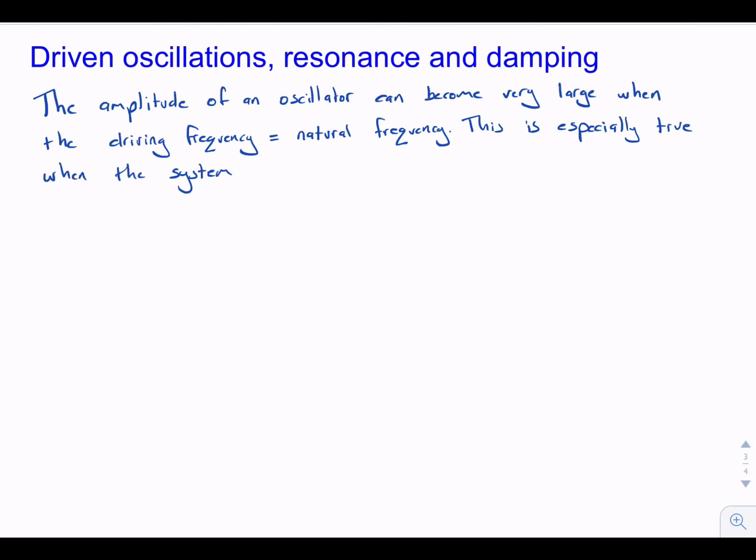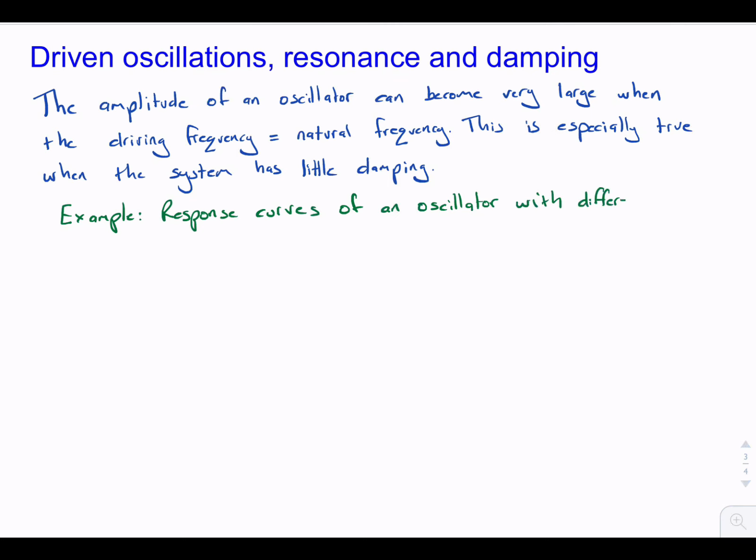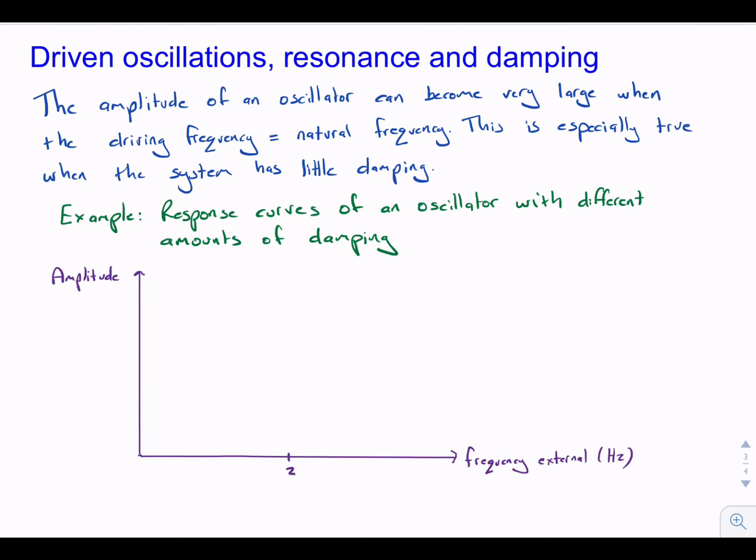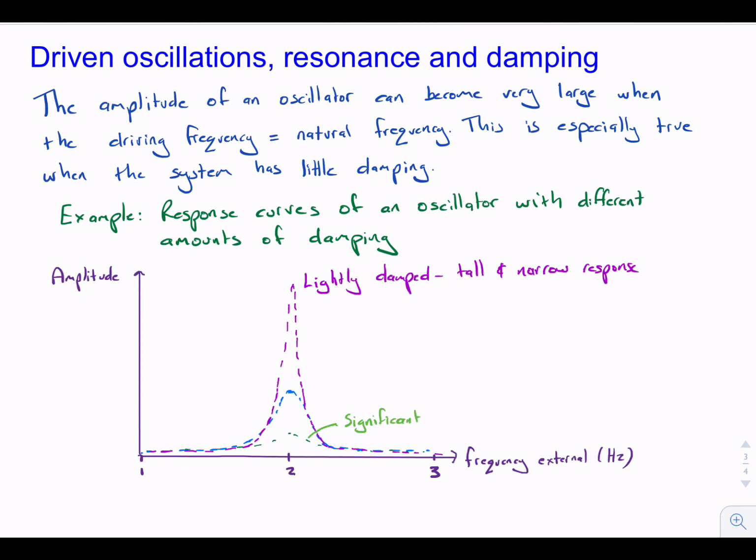The amplitude can become very large when the frequencies match, especially if there's very little damping. Let's plot an example. We'll show the response curves of an oscillator with different amounts of damping. We can plot here the amplitude versus the frequency, and we'll plot 3 different types of damping. A system that is significantly damped, up to a system that is lightly damped. You can see that for the lightly damped system, we get a tall and narrow response, whereas a system that is significantly or well damped has a much smaller response, but it's also wider, so it responds over a larger frequency range.